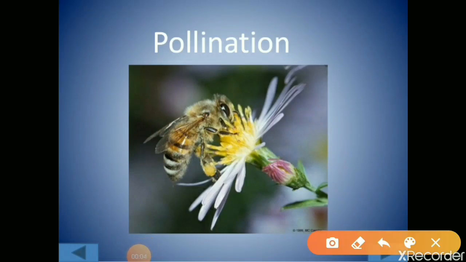Today we are going to learn about pollination. What are the two types of pollination, what are the agents which help in pollination, and what are the characteristic features of insect pollinating flowers, wind pollinating flowers and water pollinating flowers? All these points we can discuss through this video lesson. Are you ready? Let's start our lesson.